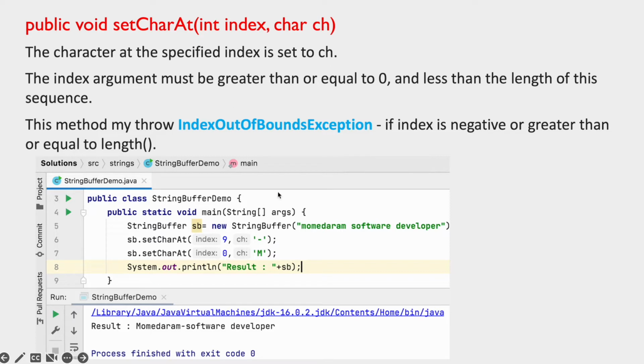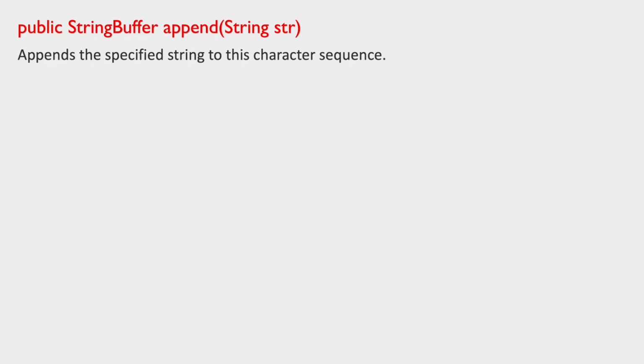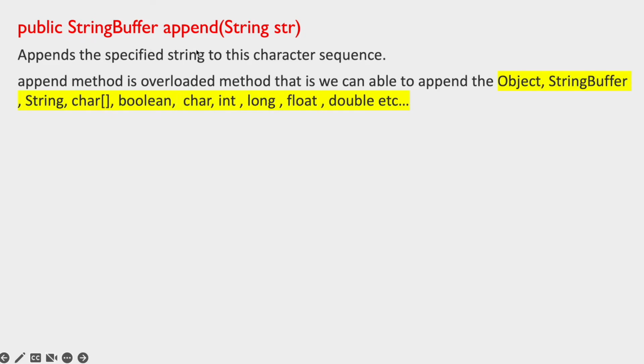So if you want to replace a character at the specified index, at that time we will go with the setCharAt method. The next very important method in StringBuffer is append. This method is used to append the specified string to this character sequence. That means by using this append method, you can append the given string to the StringBuffer object at the end. And this append method is an overloaded method.